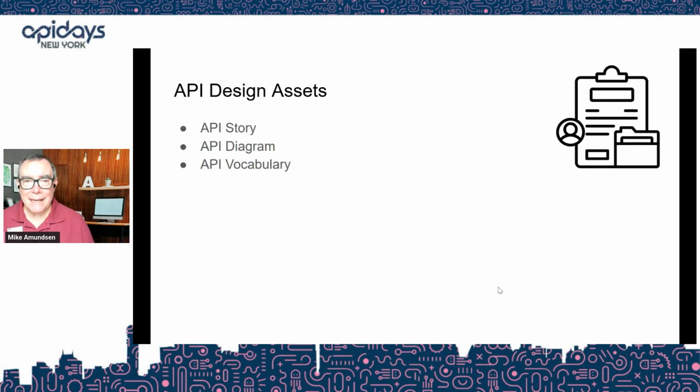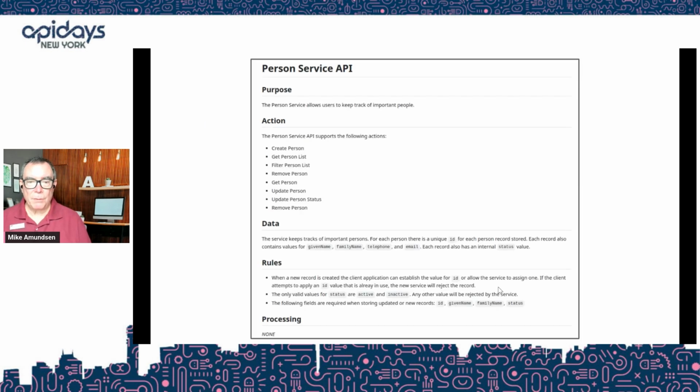So what kind of design assets do you need? I talk about three key assets every API needs. That's a story, a diagram, and a vocabulary set. Story, diagram, and vocabulary.